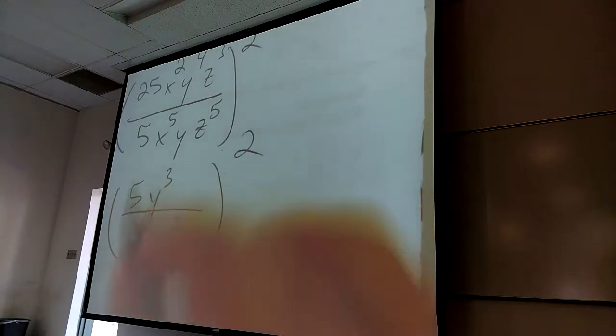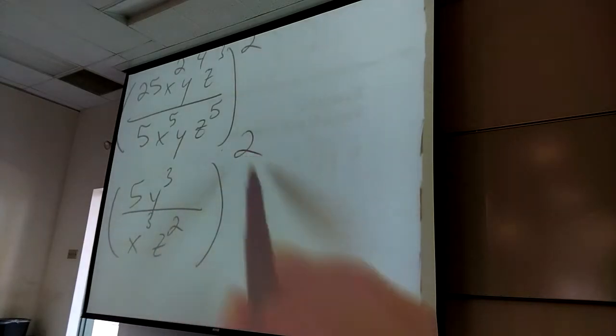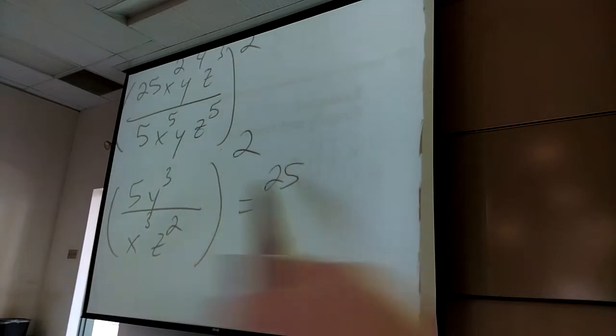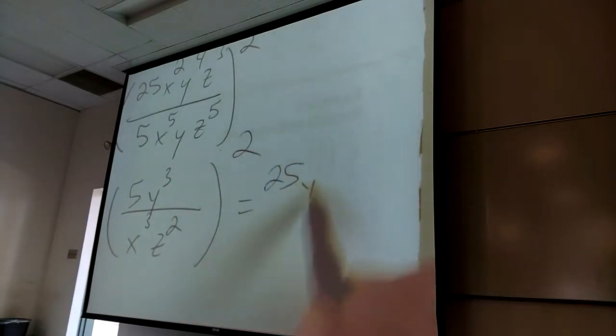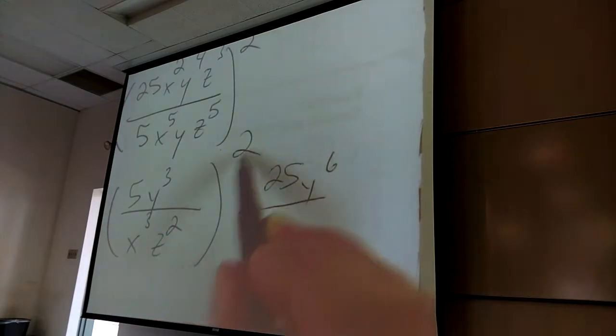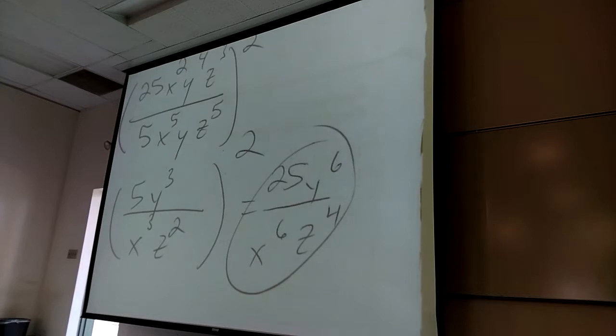Is the inside all done? Yes. So now I can do this. I just square each one. What's 5 squared? Y to the 6. X to the 6. Z to the 4. When you raise something with a power to a power, you multiply. When you multiply like bases, you add.